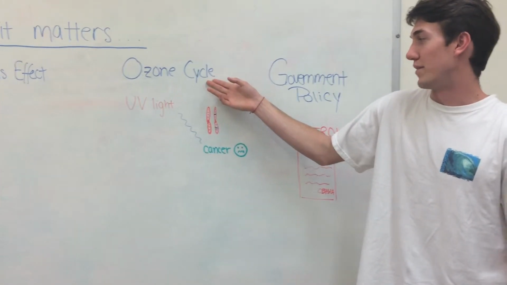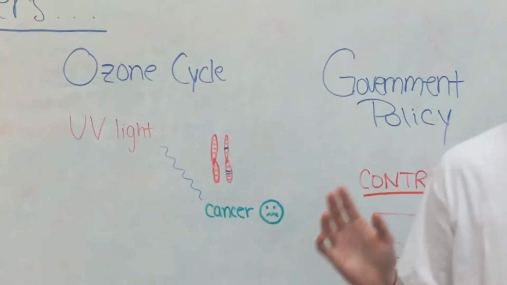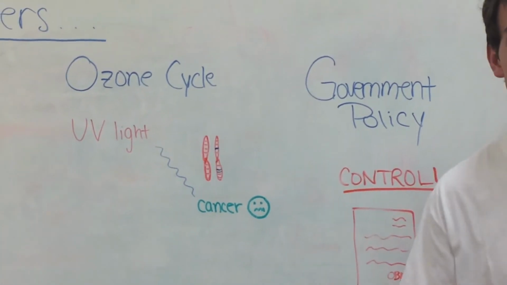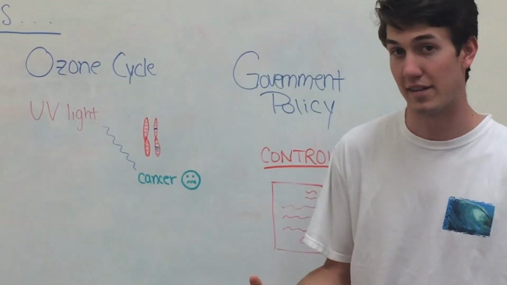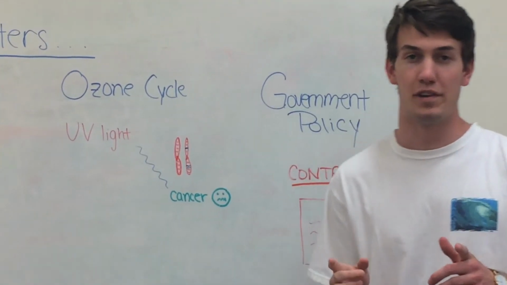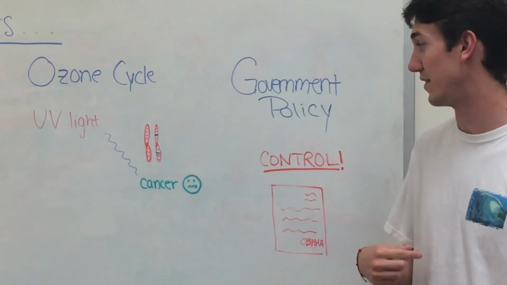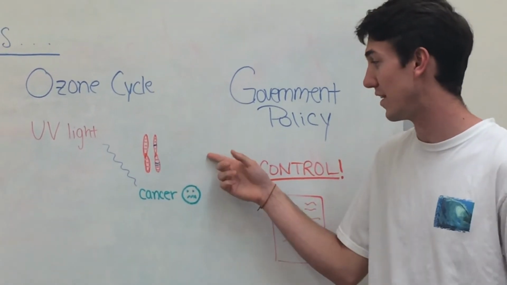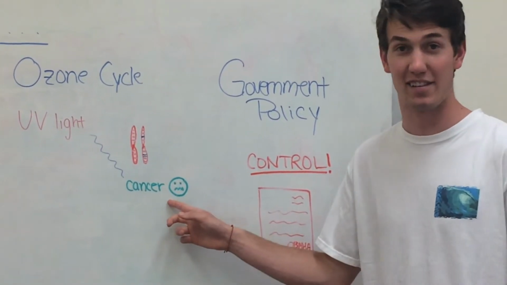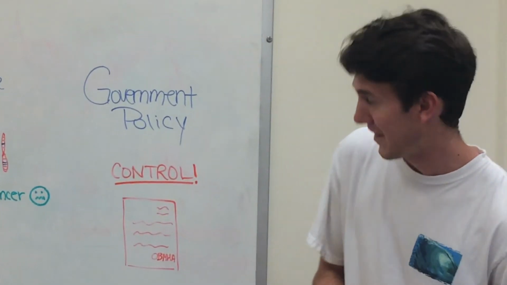For the ozone cycle, it's extremely important that the amount of UV rays that are getting to the Earth's surface are reduced, because the direct UV exposure to our skin can have detrimental effects to our bodies, because they can mutate the genes in some of our cells and cause cancer. And we don't want that. We want to be able to go out in the sun.